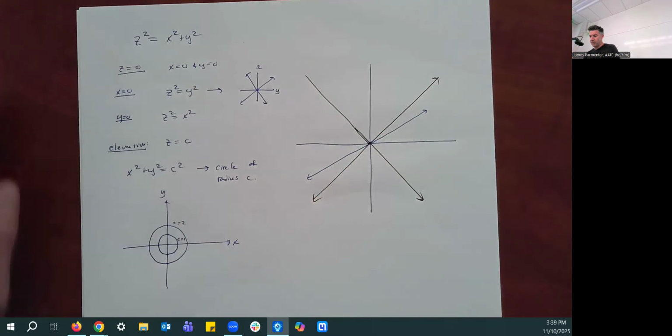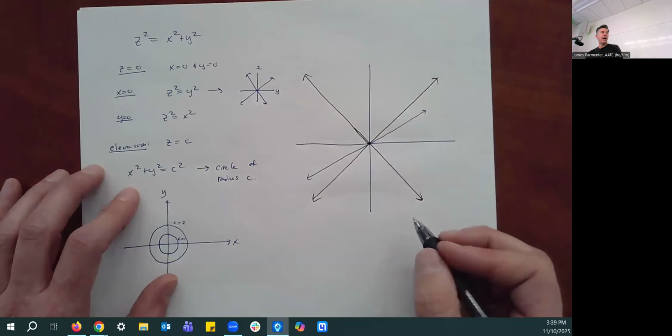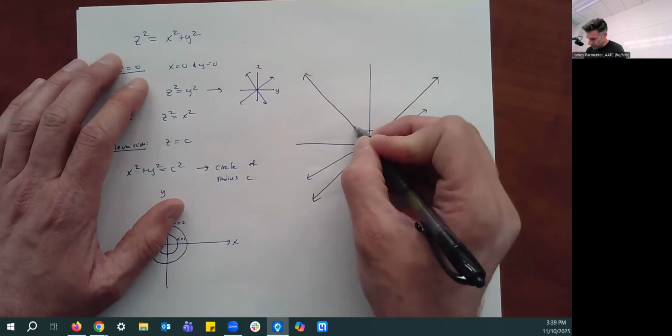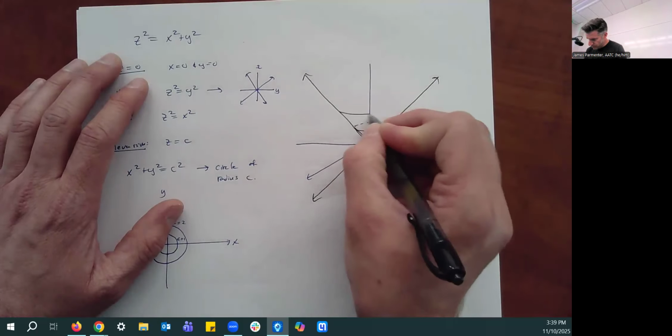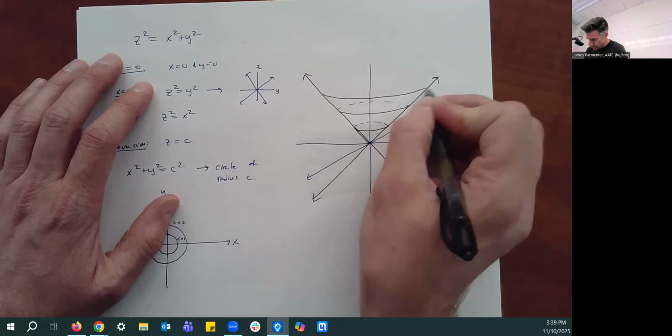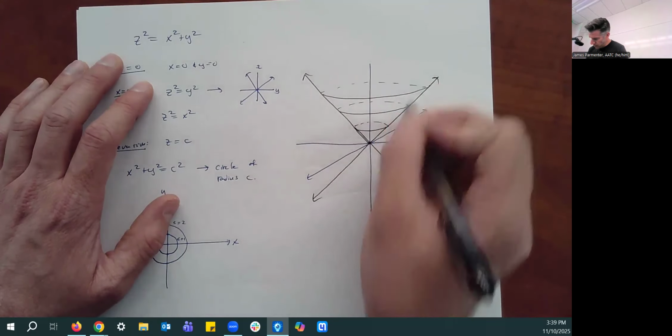I'm gonna be smart. I'm not gonna draw the x ones. I know that level curves are circles, so let's just draw some circles. Same thing on the bottom here.